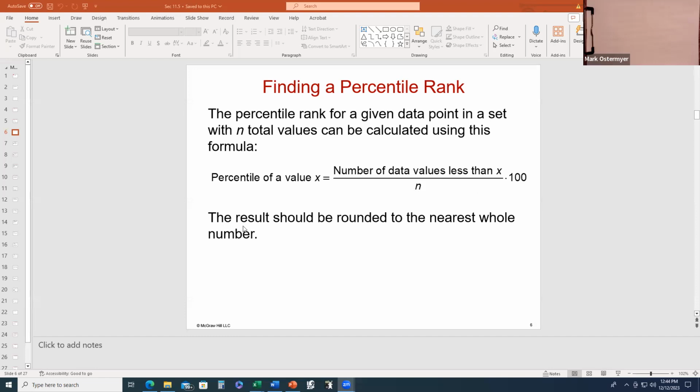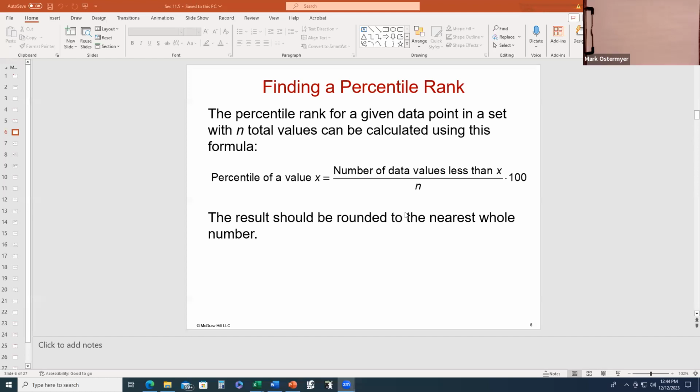And notice they're saying the percentile value, excuse me, should always be rounded to the nearest whole percent. Okay, the nearest whole percent. So like if you got like 89.3% for a percentile, you might want to round it down to 89%. If you got like 89.7 percentile, maybe round it up to 90%.